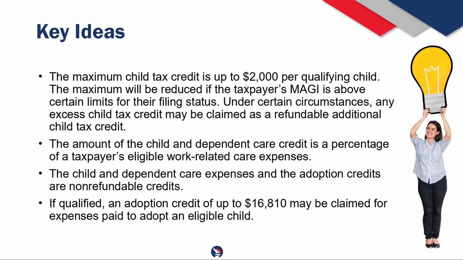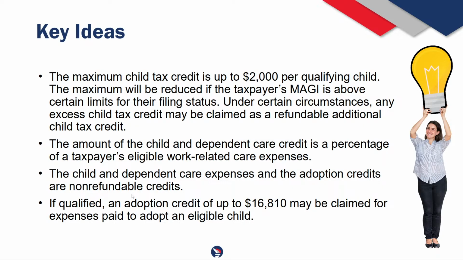Maximum child tax credit is $2,000, $2,200 now per qualifying child. Maximum will be reduced if their adjusted gross income is above certain limits. Remember, the phase out starts at 2 and 4. The amount of child and dependent care expenses credit is a percentage of the taxpayer's eligible work-related care expense. Child and dependent care expenses and the adoption credits are non-refundable.